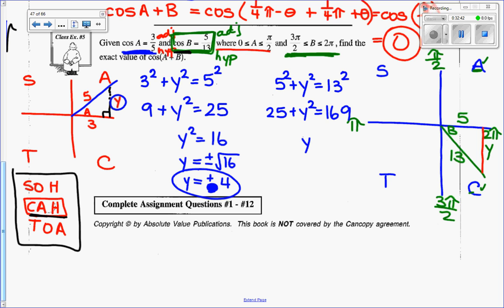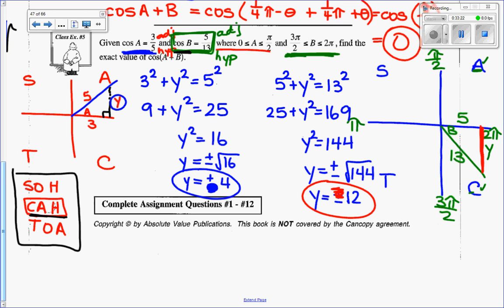Y squared should be 169 minus 25, which is 144. So y should be positive or negative the square root of 144, which is 12. 12 times 12 is 144. But again, we're going to reject one of these, either the positive 12 or the negative 12. So we have to look in this quadrant. Is it possible here that y would be positive or negative? Negative. So not the positive 12, y is negative 12 in that quadrant.